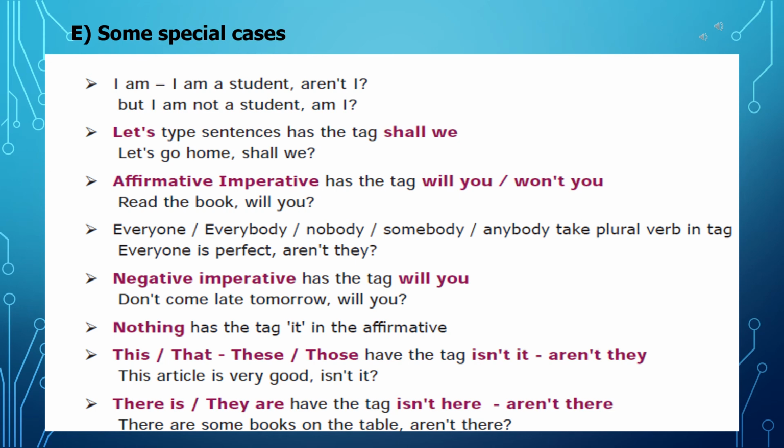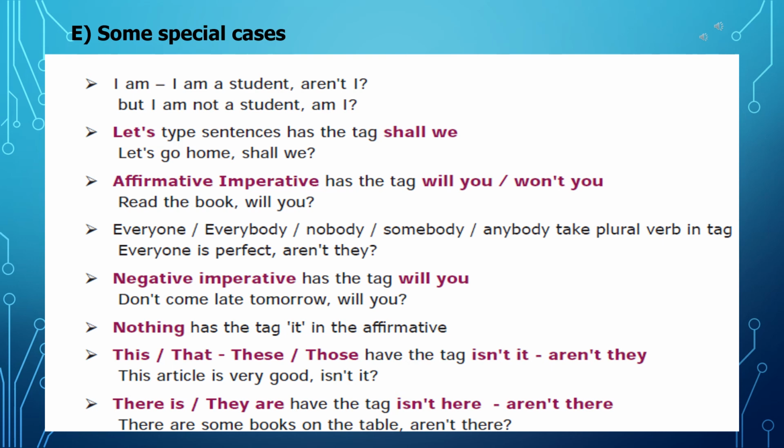The next one. Negative imperative has the tag will you. Don't come late tomorrow. The word don't tells us it's a negative word. So we need to add a positive tag, asking, will you? Let us see the next example. Nothing has the tag it. The word nothing means a negative statement. For example, nothing came in the past. We need to add a positive tag to it. Did it?